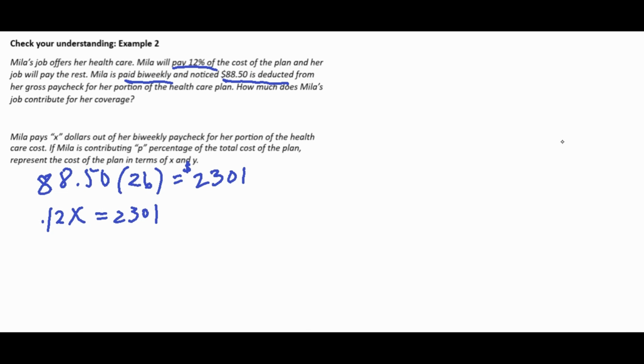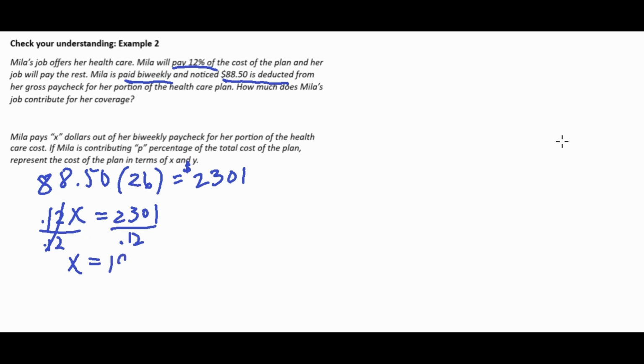If I knew what X was, if I knew the total cost, and I multiply it by 12%, I would get Mila's portion. But I want to know what the total cost is. So I'm going to divide by 12% so that I get the total cost by itself, because I turn the other side to 1, and I divide Mila's cost by the same 12%.